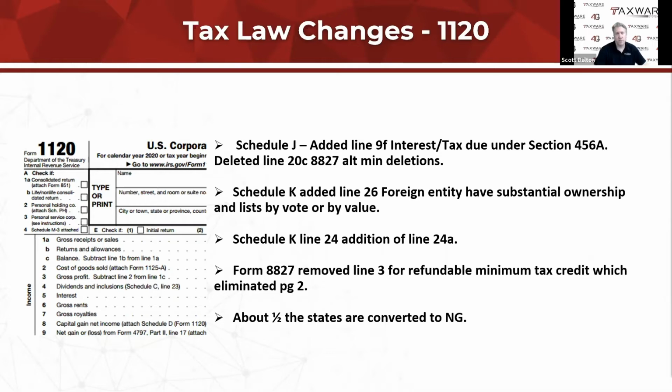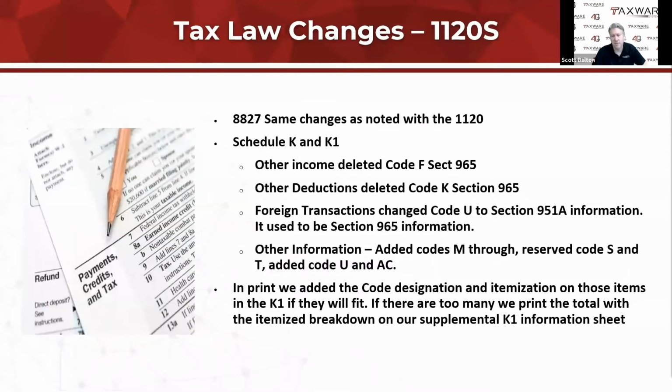And then finally, 1120 is our last entity that we are in the process of converting all of the states over, and that is about halfway finished. The 1120S, we were able to finish all of the states, and those are all in the native next-gen format. On to the 1120S, it had the same changes on the 8827 as the 1120, with most of the changes coming on the K1, but it reflects on our K.